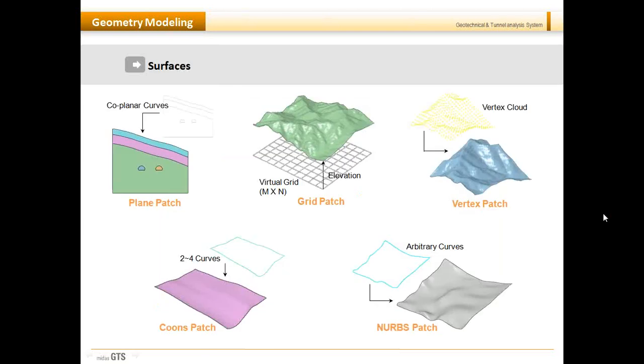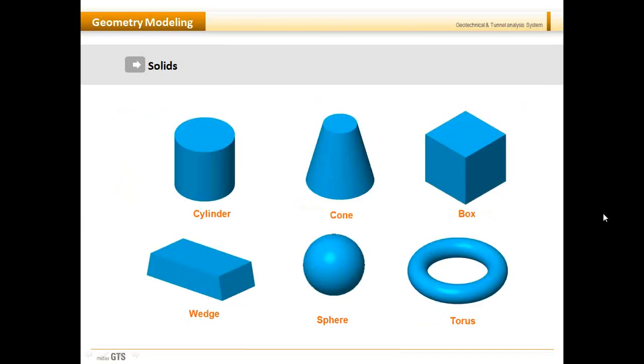In surfaces, we can generate planar surfaces or a grid patch using the grid data and inputting the elevation, or a vertex patch inputting the 3D coordinates. We can also generate a Coons patch or a NURBS patch. The difference between Coons patch and NURBS patch is that for Coons patch, between 2 or 4, we can choose or have any number of curves to generate the surface. But for NURBS patch, we need to have an enclosed domain for generating the surface. Then we have primitive solids, which include cylinders, cone, box, sphere, torus, or wedge.